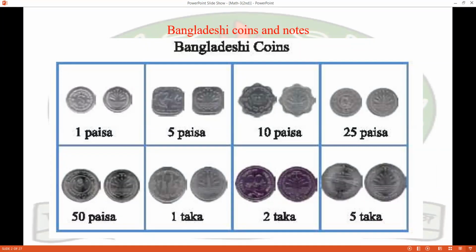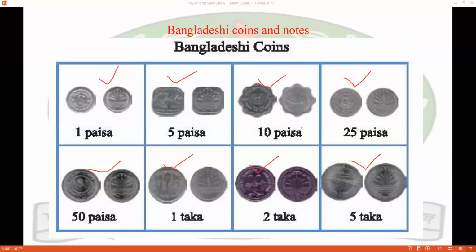It is not seen. The second one is the 5 paisa coin. This is the 1 paisa coin, and this is the 5 paisa coin. This is the 10 paisa coin. This is the 25 paisa coin. It is seen nowadays. The 50 paisa coin, the 1 taka, the 2 taka coin and the 5 taka coin. These types of coin are seen in Bangladesh.